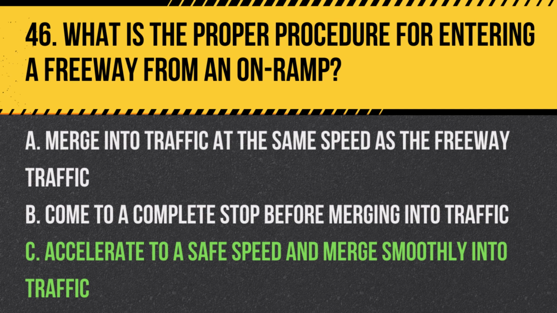The proper procedure for entering a freeway from an on-ramp is to accelerate to a safe speed, match the speed of the freeway traffic, and merge smoothly into traffic, yielding to vehicles already on the freeway.